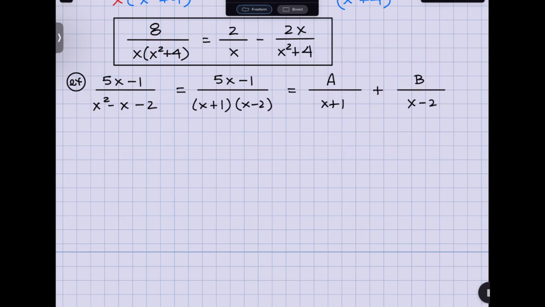So x plus 1 is missing what? X minus 2 is missing. Awesome. The numbers are the same.